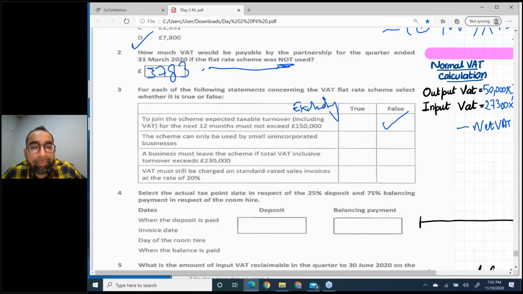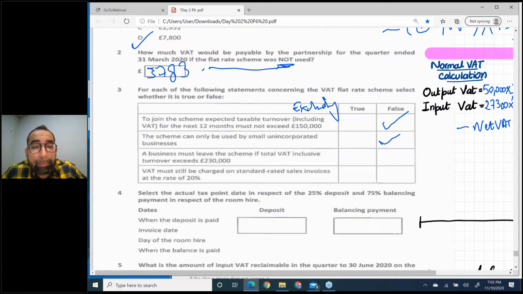Number two, the scheme can only be used by small unincorporated businesses. No, this may apply to unincorporated as well as incorporated companies. So this is again a big false. These two are false.